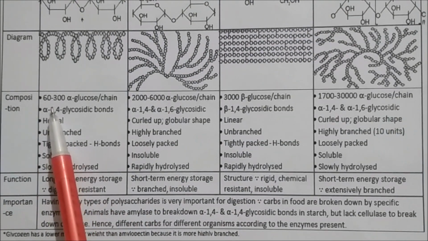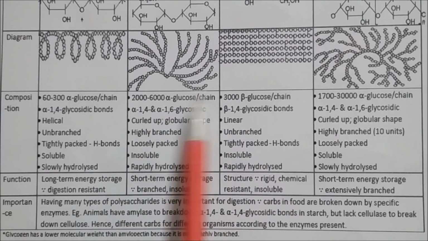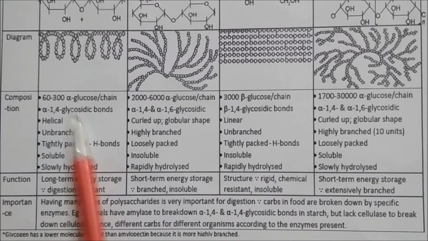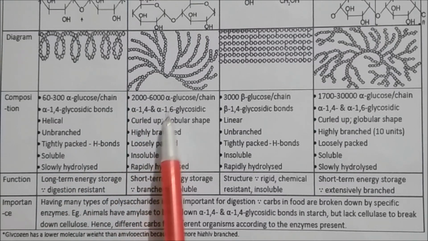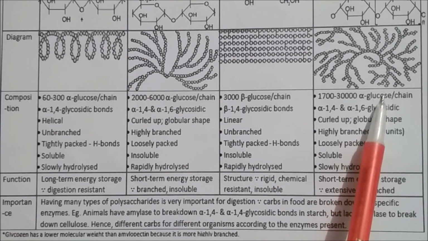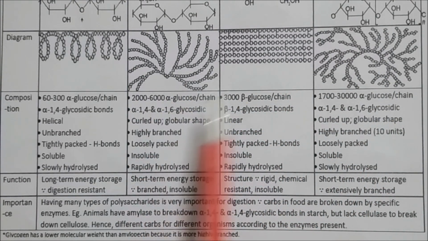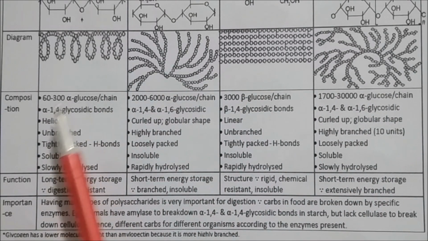So 60 to 300 alpha glucose, 2000 to 6000, 3000 beta glucose. These numbers may be variable. Alpha 1,4 linkage, alpha 1,4 and 1,6, beta 1,4. This one is only beta. This has alpha 1,4 or 1,6 linkage. So in these two cases, amylopectin and glycogen are more similar. The linkage is also the same, but these two are opposite to each other.